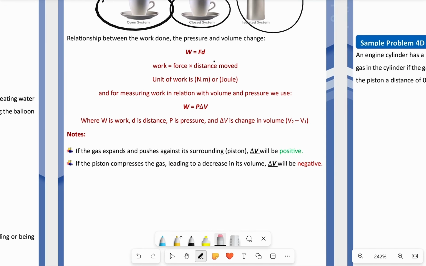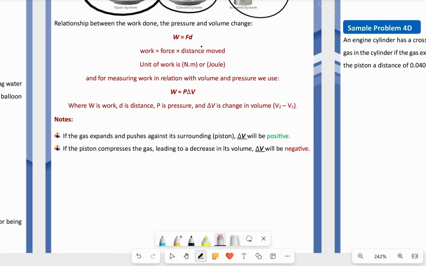Now, we have the equation for work. This is mechanical work, careful. Force multiplied by the distance. This is mechanical work. What if we want to relate this to heat and pressure and change in volume? We have this, which is used when the volume changes or the pressure changes.